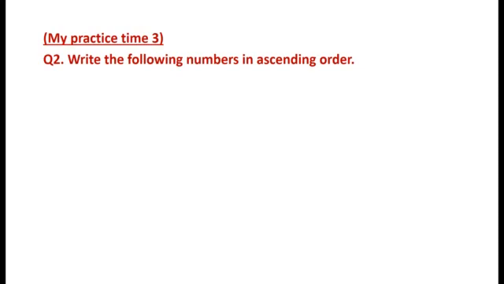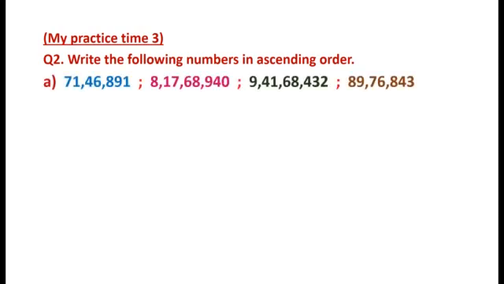So let us understand this from a question. My practice time 3, question number 2. Write the following numbers in ascending order. The first number given here is 71 lakh 46,891. The second number is 8 crore 17 lakh 68,940. Then the third number is 9 crore 41 lakh 68,432, and the last number is 89 lakh 76,843.